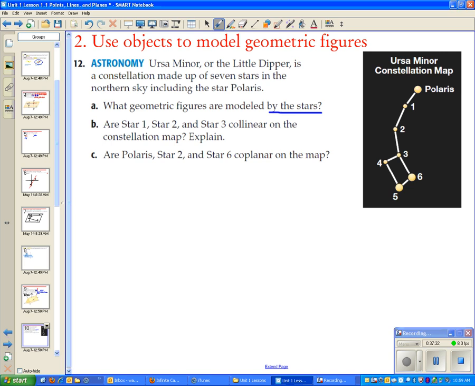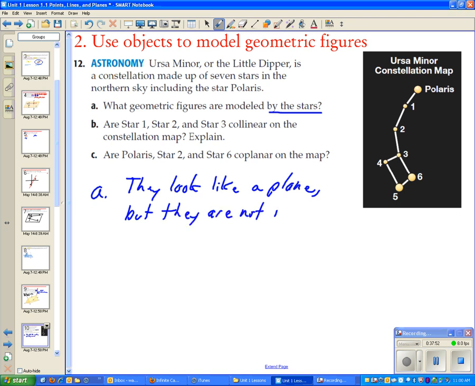So the book wants you to say plane, but I'm not happy with that. So I'm going to say they look like a plane, but they are not really coplanar. That way I'm answering what the book wants, but I'm also letting you know, hey, I know in reality they're not all in the same plane.